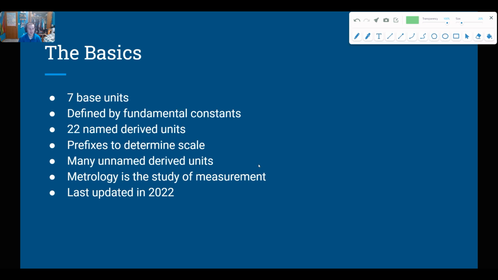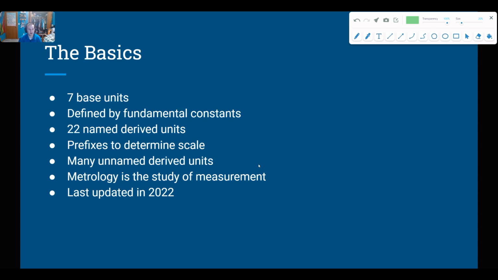There are 22 named derived units. So these are mostly named after people. A few of them aren't, but I'll briefly go over those. As we move along in the show and the units start popping up, I'll go into a little bit more about the people and the scientists behind those derived units, but I'll just briefly talk about those today.